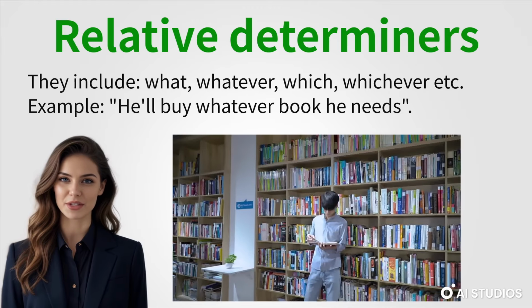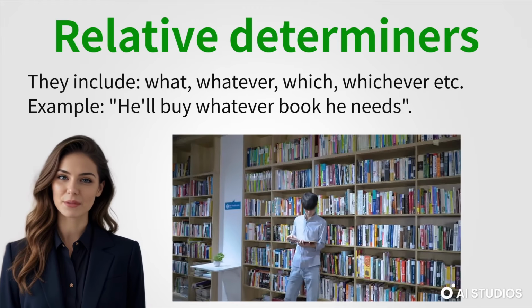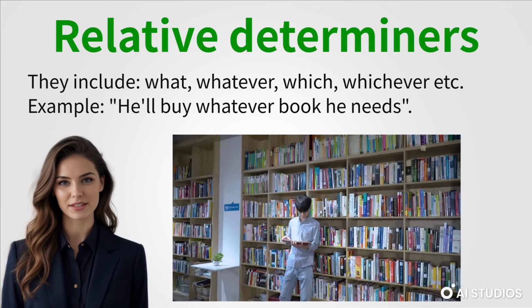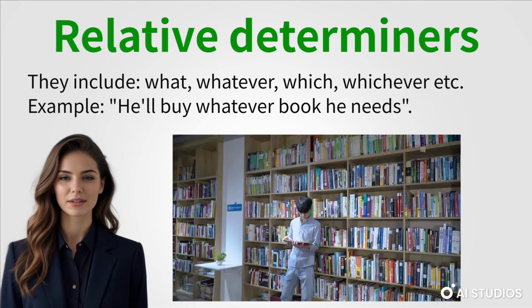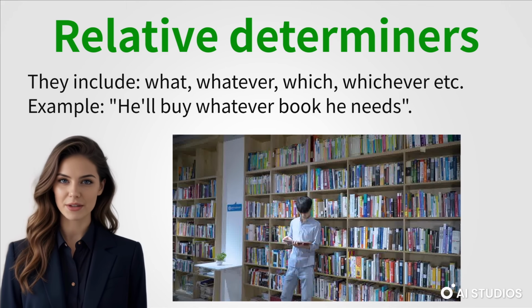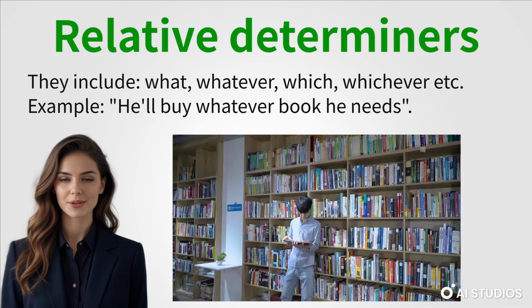Relative determiners are used to introduce noun phrases that begin relative dependent clauses. They include what, whatever, which, whichever, etc. Example: he'll buy whatever book he needs.